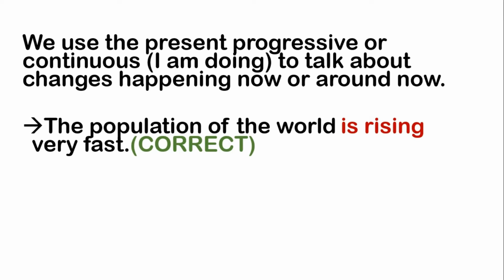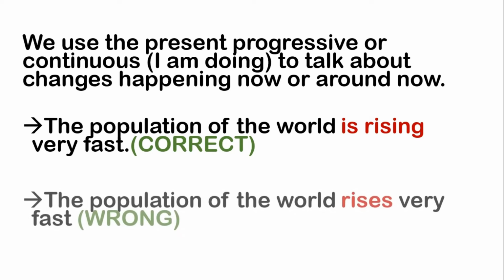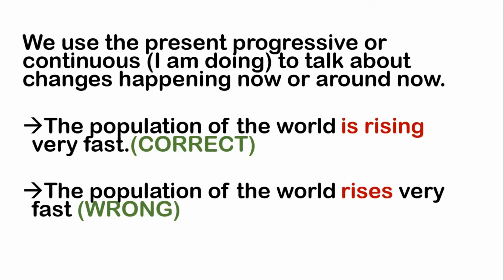So the population of the world is rising very fast. This is the correct form. And we don't say the population of the world rises very fast. Again, we use the present progressive or continuous to talk about changes happening now. No? The population of the world is rising very fast.